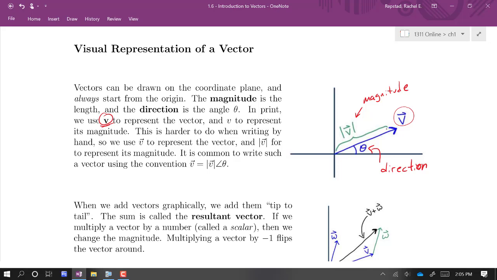The magnitude is how we define the absolute value of a vector. It is its magnitude, and of course the direction is the angle. So we have a vector v, and it is defined by a magnitude at a given angle.